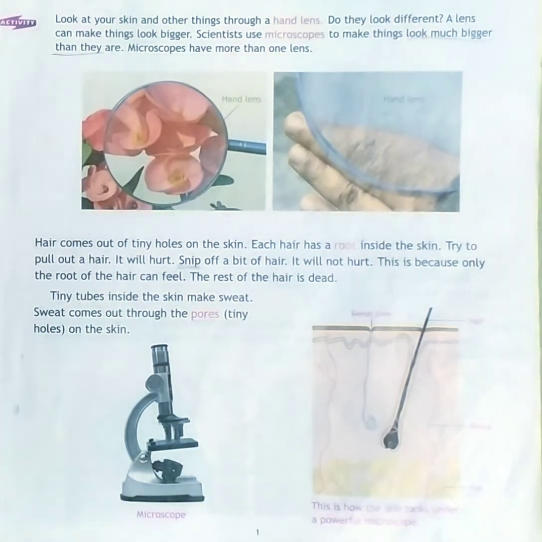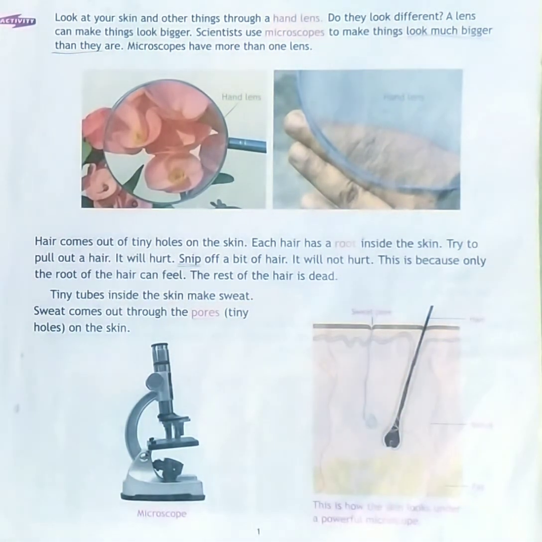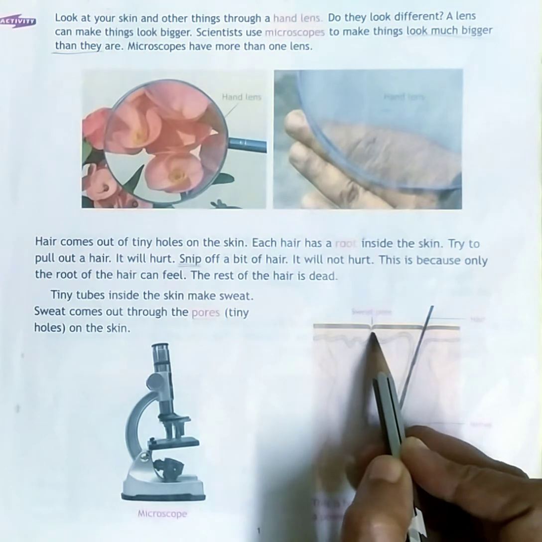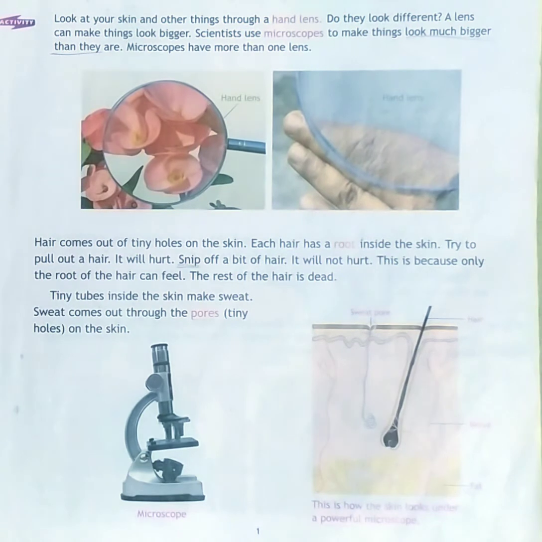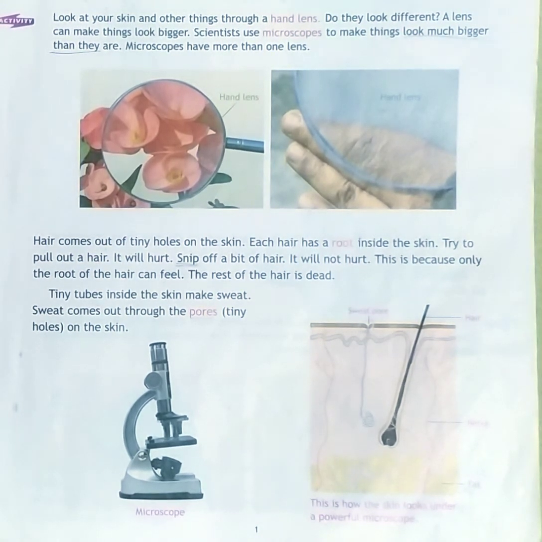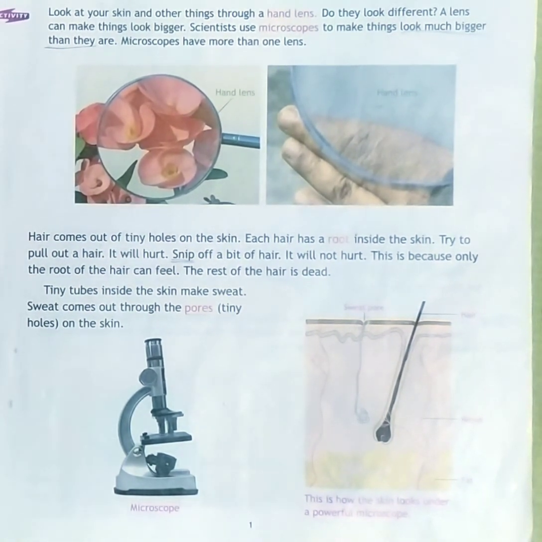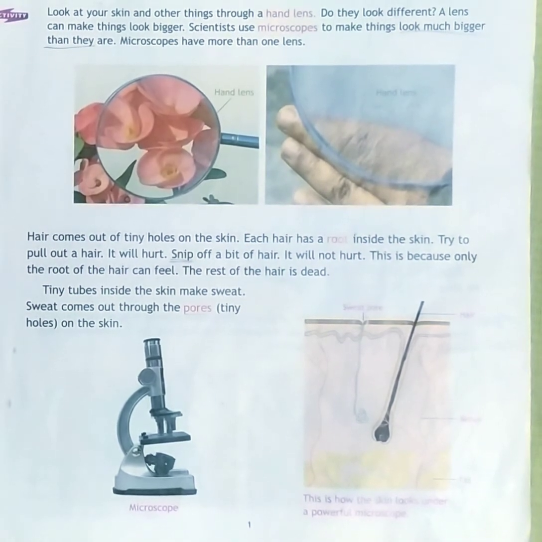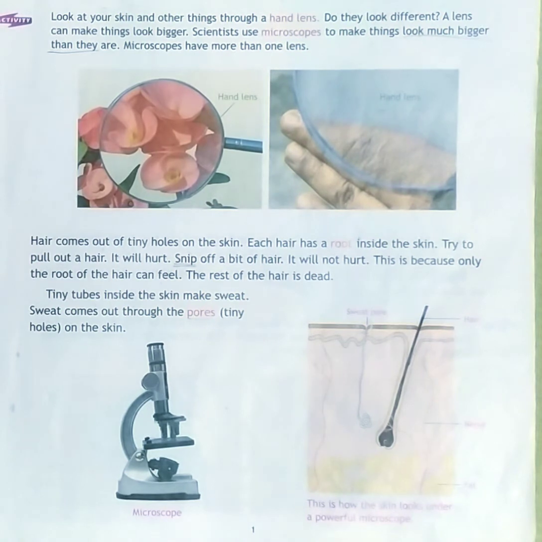What are pores? Pores are nothing but, see, you can look at the picture. This is a pore. Pores are nothing but tiny holes. Sweat will come out through the pores, okay? Pores are nothing but the small, tiny holes on the skin. The tiny holes on the skin are called pores. Through the pores only the sweat comes out, okay?